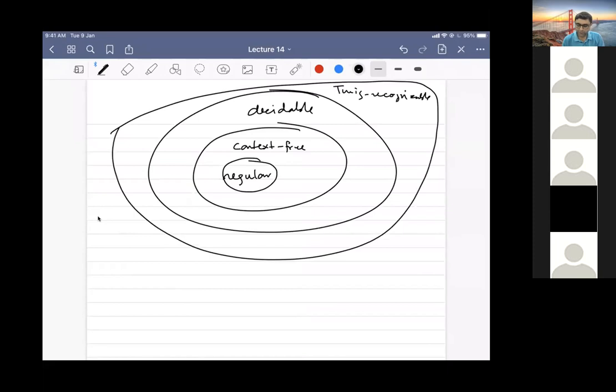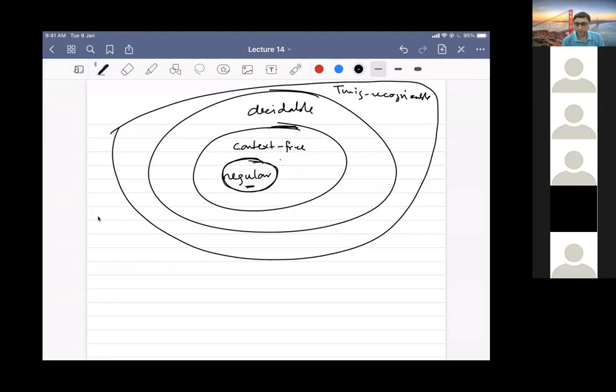Okay. So the regular languages are the most basic in the sense that they are contained within context-free languages, which are themselves contained within decidable languages. Not all decidable languages are context-free, but all context-free languages are decidable. So we can go in this way.